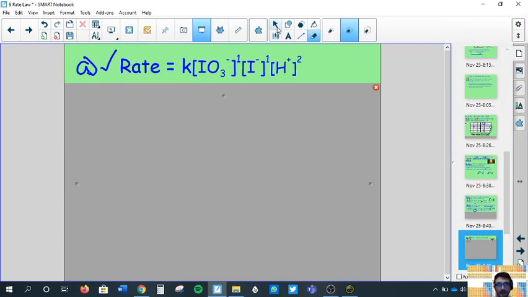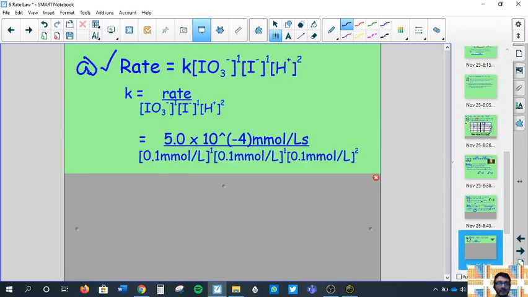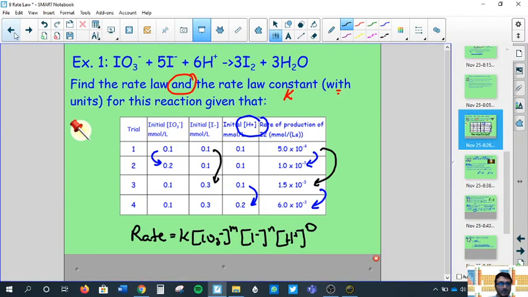Moving on, though, we need to figure out what our units are for k, right? So solve for k. Now here, what you can do is plug in values for any of the trials. So you want to plug in a rate value and units. You want to plug in concentration and their units. So I like to choose the easiest one. Why give yourself more work?